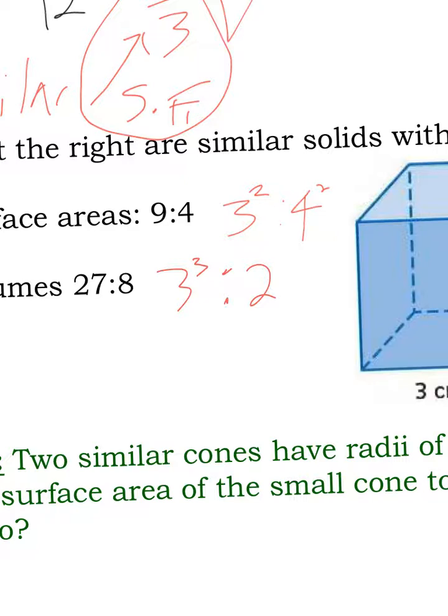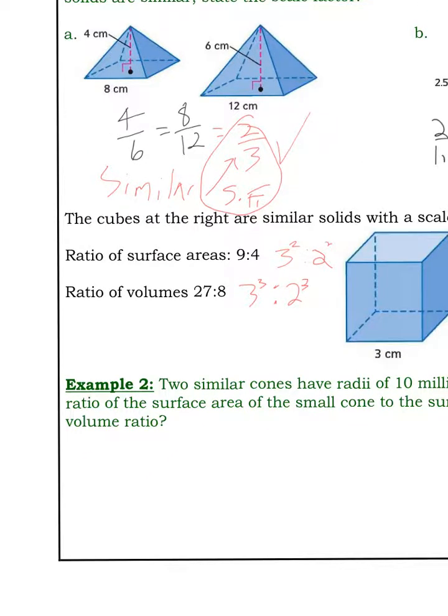oh, I just realized I wrote 4 up above. Let me fix that. I was thinking of 2 squared, and 2 squared is 4. There we go. So yeah, 3 cubed to 2 cubed, 3 squared to 2 squared. That's what's going on right there.